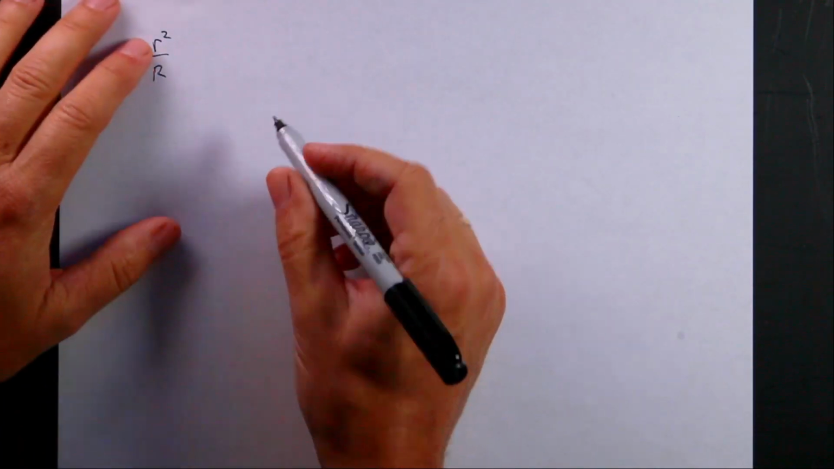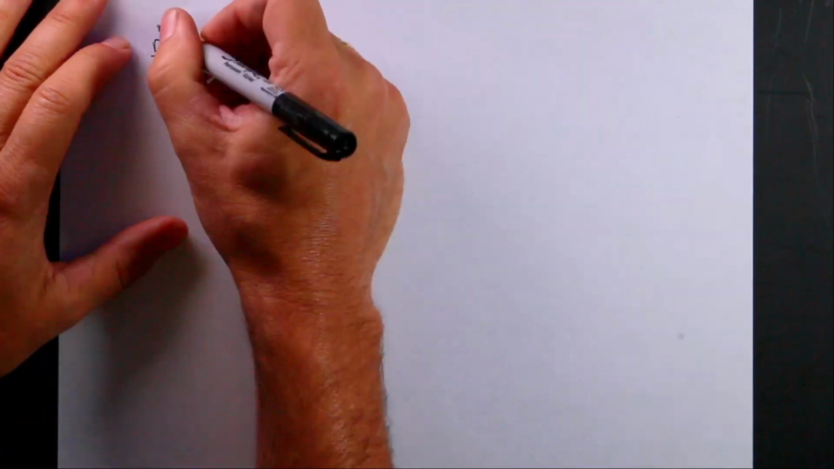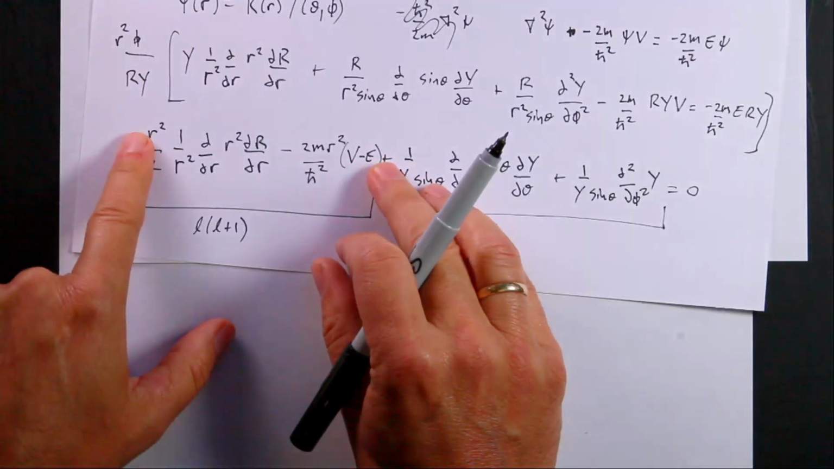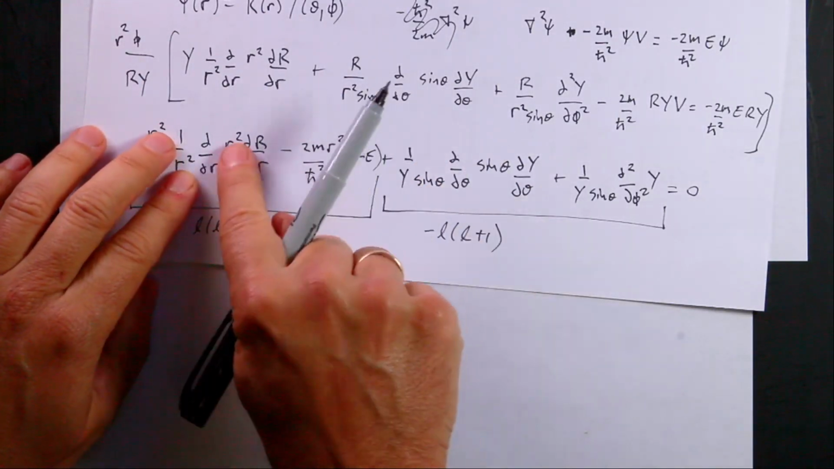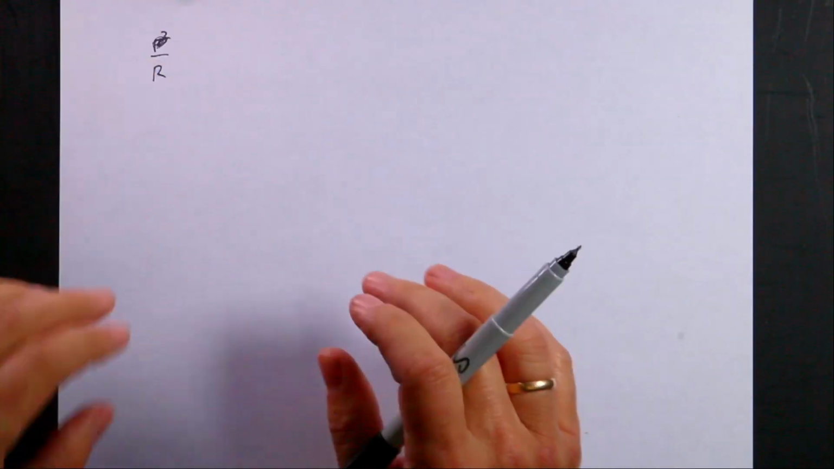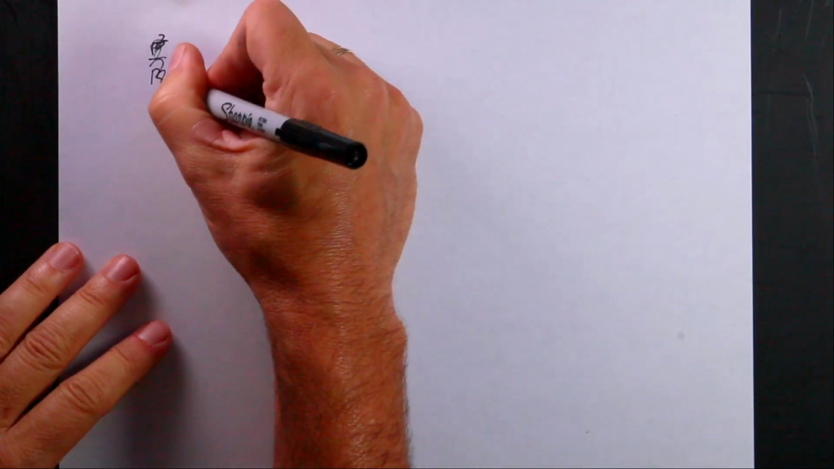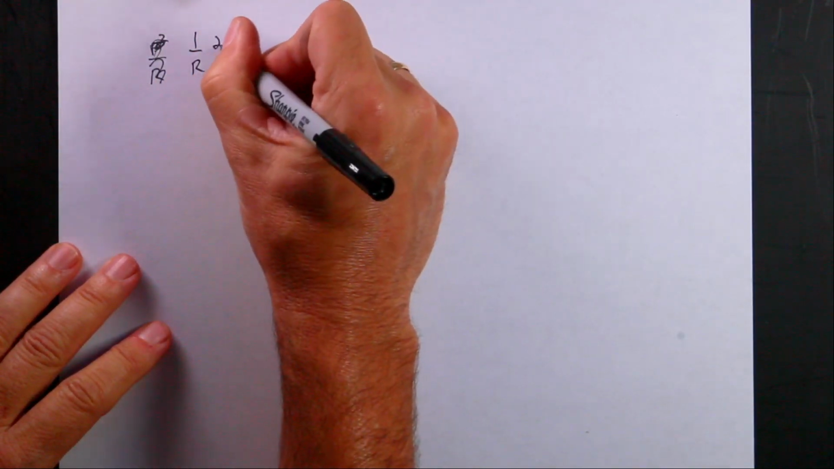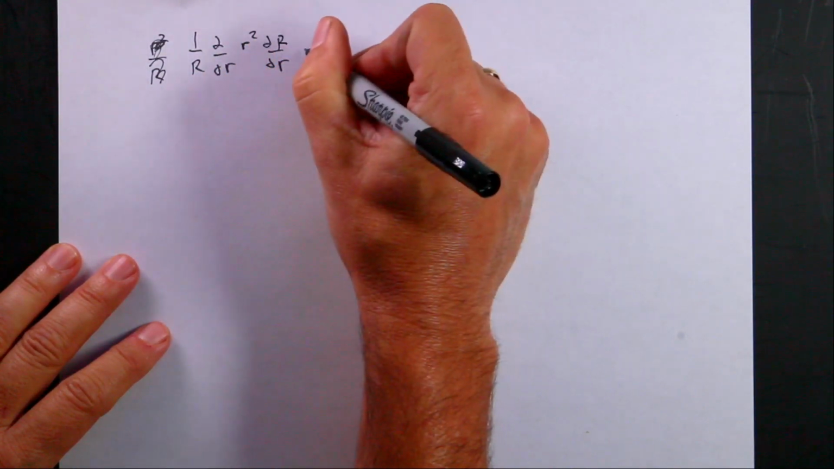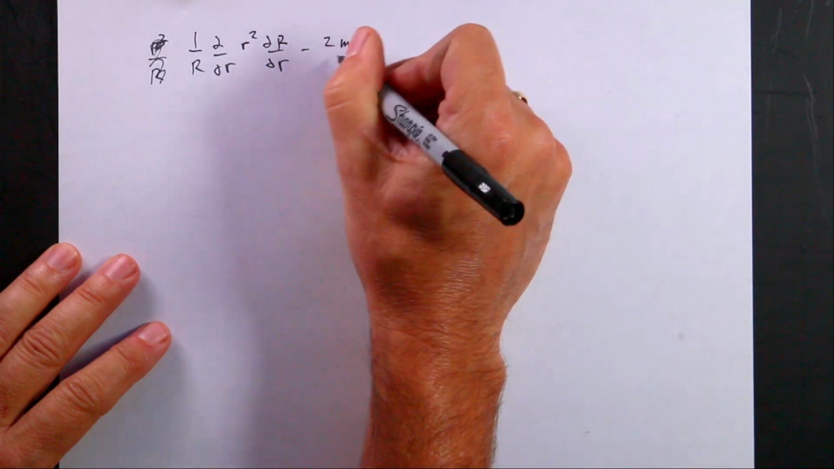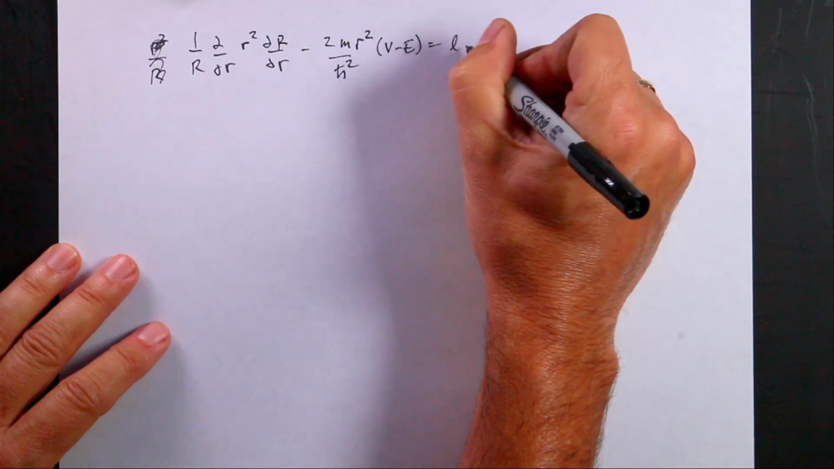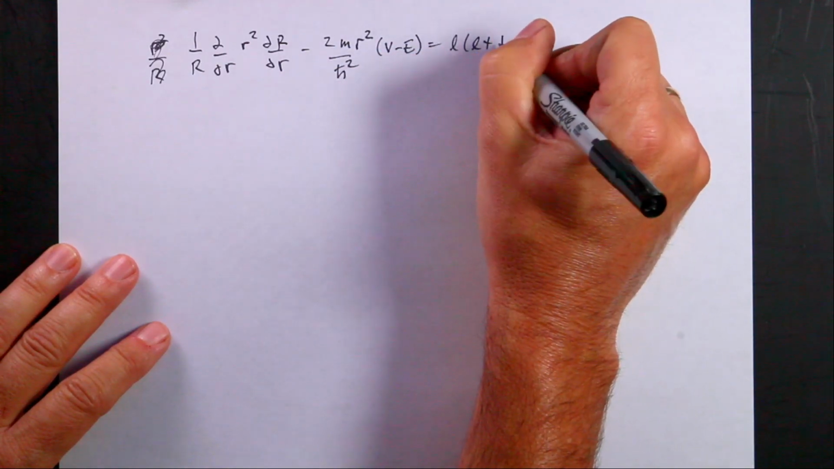Okay, there's a lot of stuff going on here. It's easy to lose track. Oh, here I have that canceled. So just so you look right here, I'm writing this term, but I have r squared over r squared, and those cancel. I can't cancel with that one because that's in the partial. Oops, sorry. Okay, so I have 1 over R, partial with respect to r squared, partial of R with respect to r, minus 2m r squared over h bar squared, V minus E equals L times L plus 1.